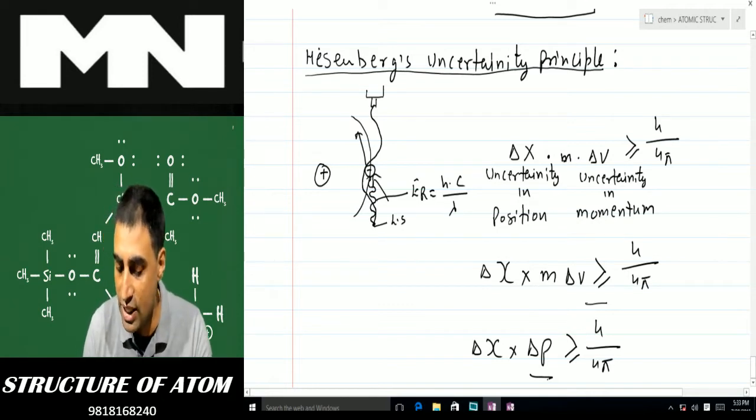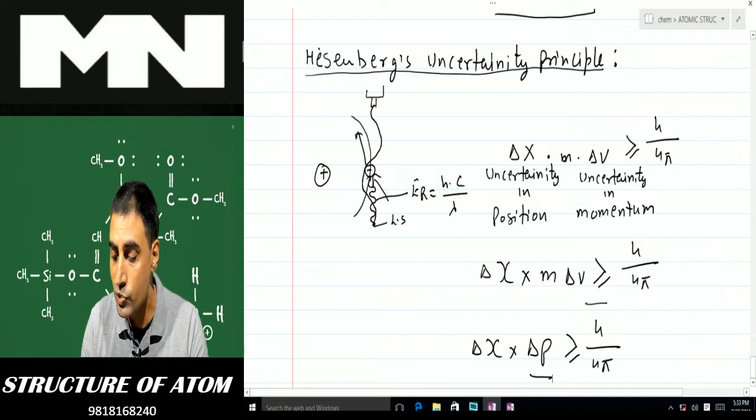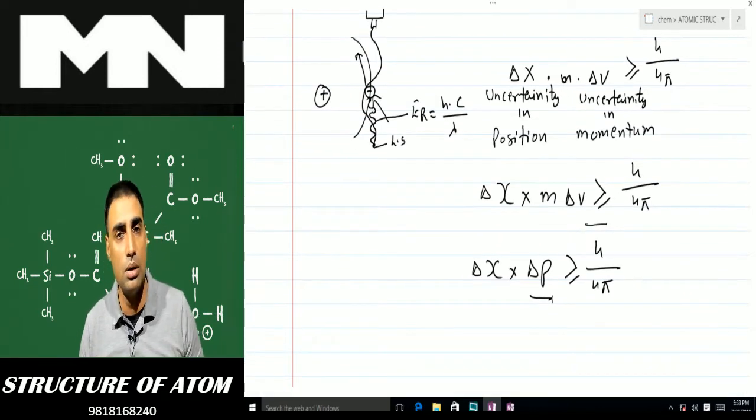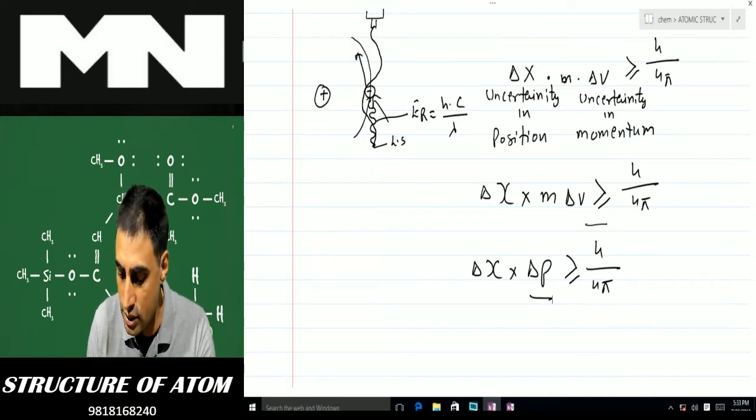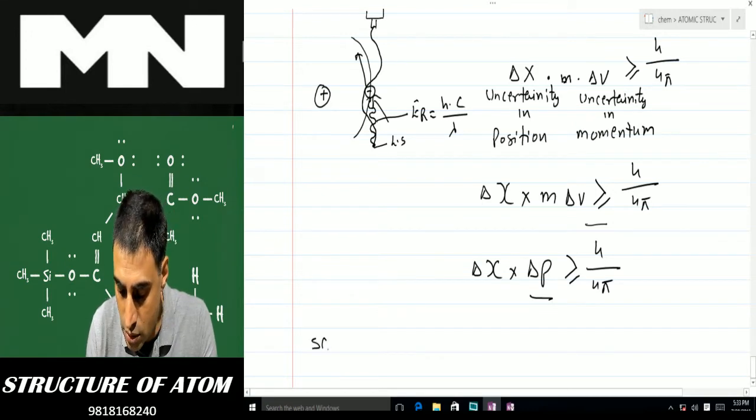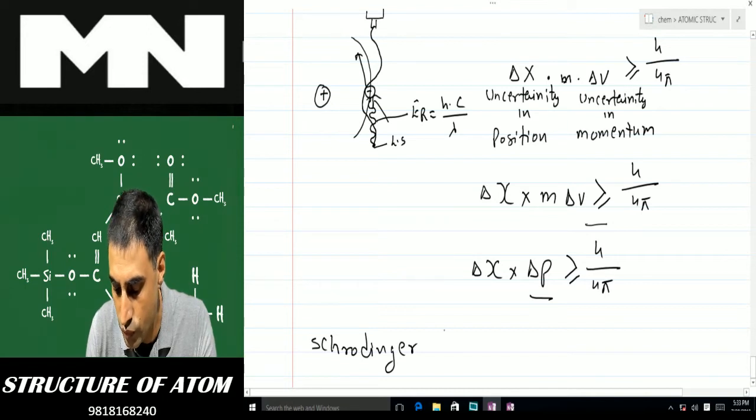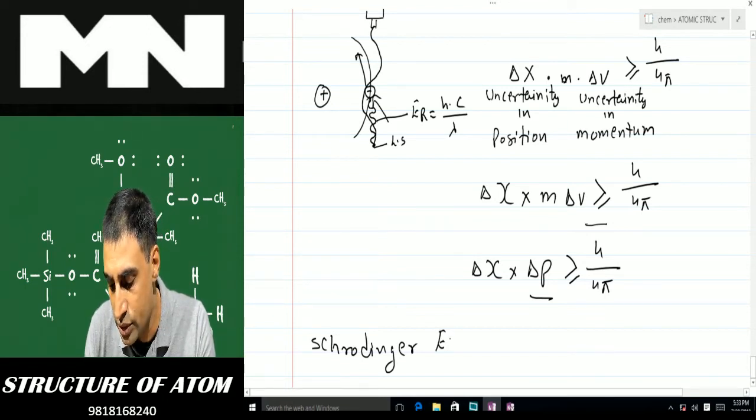After Heisenberg's uncertainty principle, the wave model of atom became quite prevalent. People were of the opinion that electron has got a wave nature. Based on that, a scientist, Schrodinger, he was a mathematician, gave an equation. So a Schrodinger equation we have.